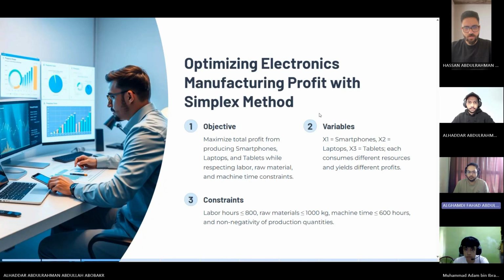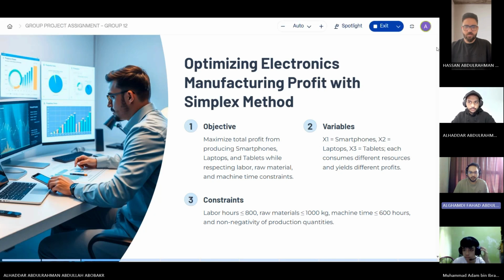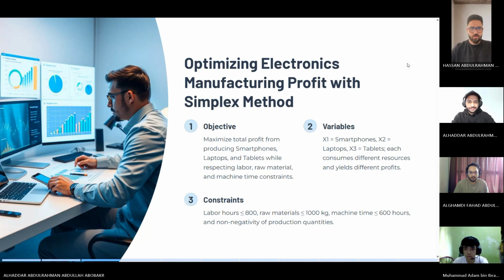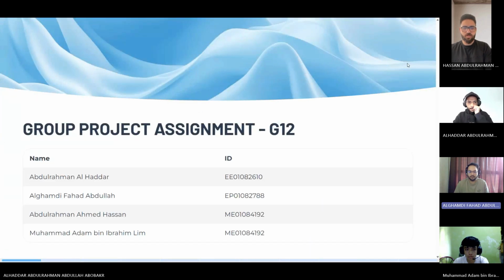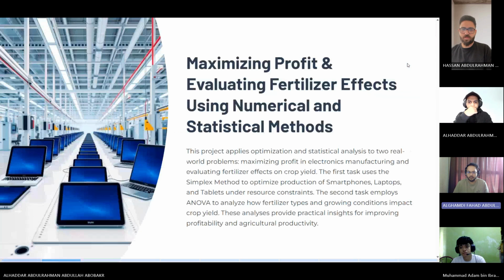Hello, everyone, and welcome to our presentation, Maximizing Profit and Evaluating the Effect Using Numerical Statistical Methods. In this project, we apply both optimization and statistical techniques to solve two real-world problems. First, we tackle a business optimization challenge: how to maximize profit in electronic manufacturing. Using the simplex method, we determine the most efficient way to allocate limited resources to produce smartphones, laptops, and tablets.